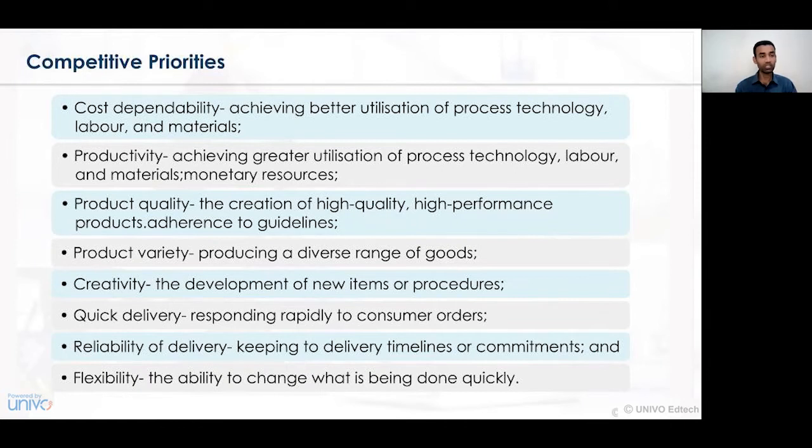Now let's understand what the competitive priorities are in terms of managing operational flexibility. The first priority that one has to identify is cost dependability. With respect to cost dependability, we have to always ascertain the cost associated with purchasing or acquiring a certain product, and so on. With respect to productivity, it means achieving greater utilization of processes, technology, labor, material, monetary resources, and so on.